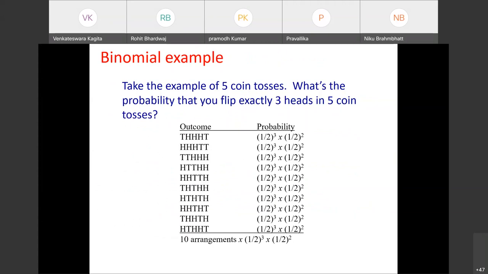When you flip a coin 5 times, this is one possibility: first one is tail, second, third, fourth are heads, and fifth one is tail. This is one possibility where you get 3 heads. This is another possibility where you get 3 heads, and so on. This is another possibility where you get 3 heads. So how many ways can you get 3 heads out of 5?